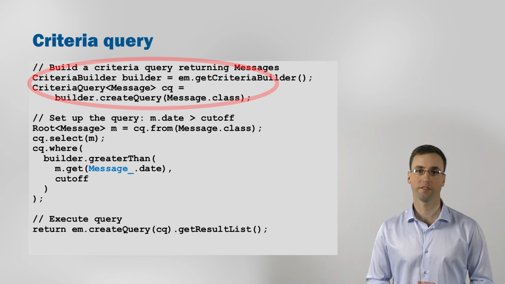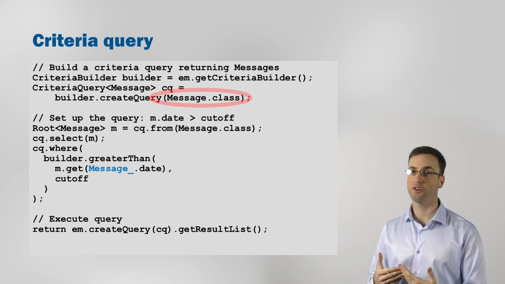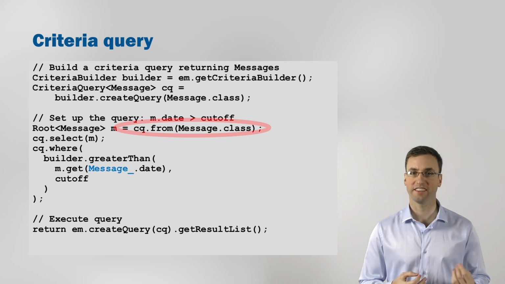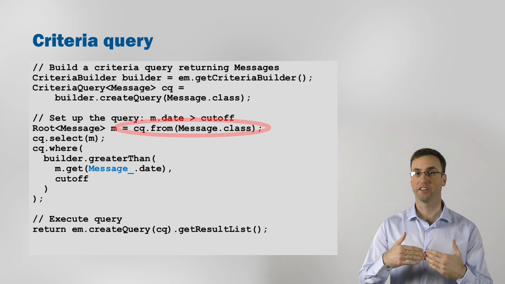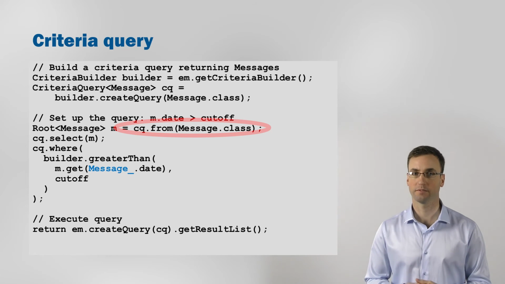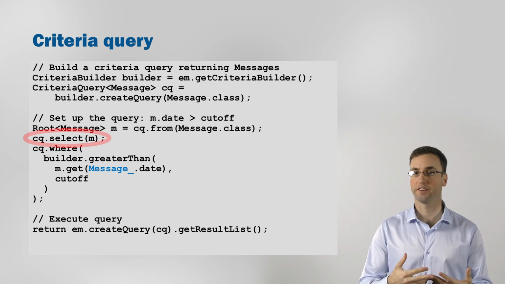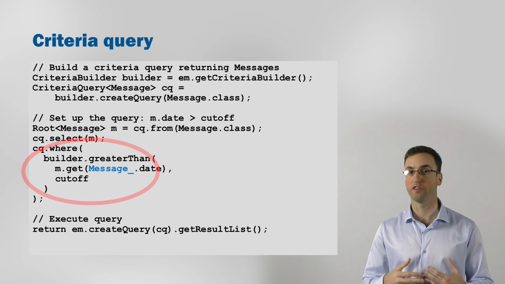Let's step through it. First, it creates an empty criteria query, specifying that the return result will be of type message. Then it identifies the root. This is the source of records used for the query. Basically, each table you would list in a from clause of an SQL query would be a root in criteria query. It then specifies that the result should be those items retrieved from the root, that is, from the message entity. And the last part is the where clause. It restricts the returned entities to those with a date greater than the local variable called cutoff.